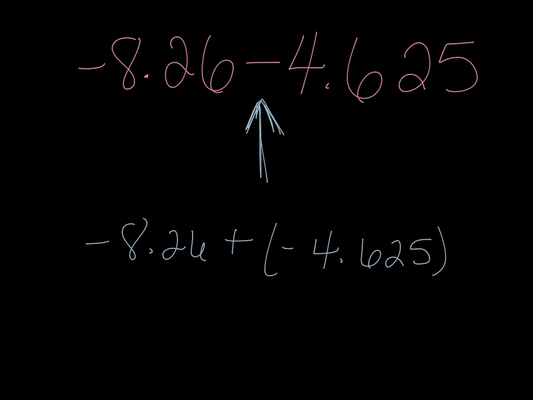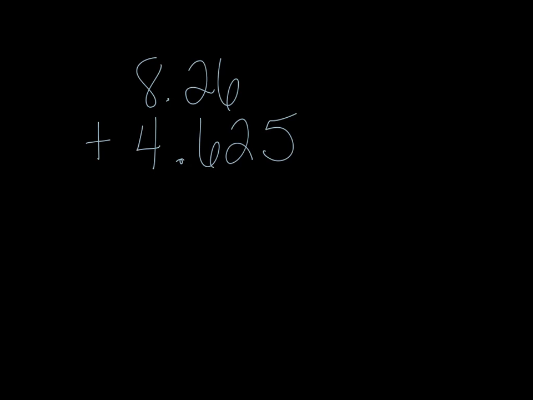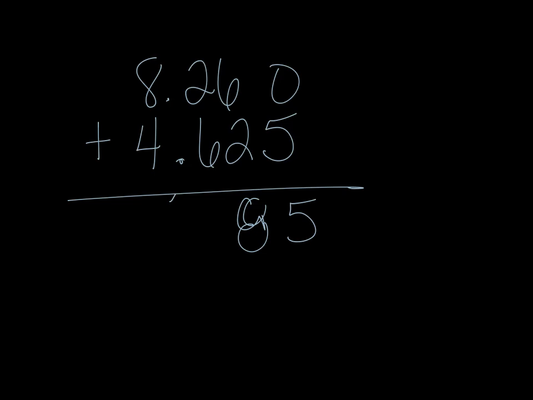Very good. I'm going to add those two together, making sure that I line up my decimal. Very good. 6 plus 4.625. Going to put a placeholder above my 5. 5. Good. 8. Bring down my decimal. Good job. 8 plus 4 is 12.